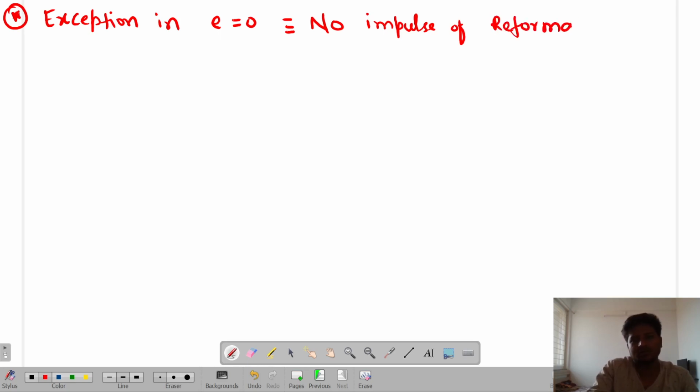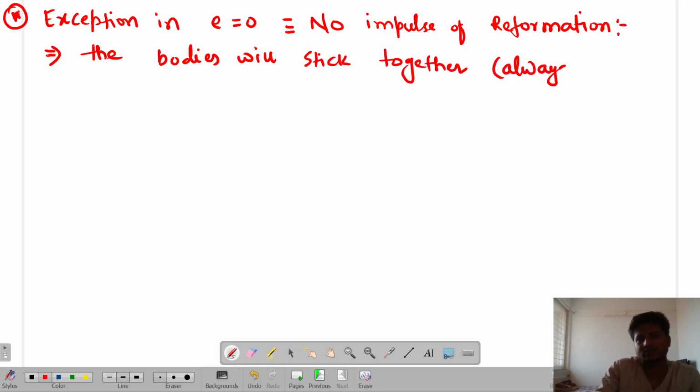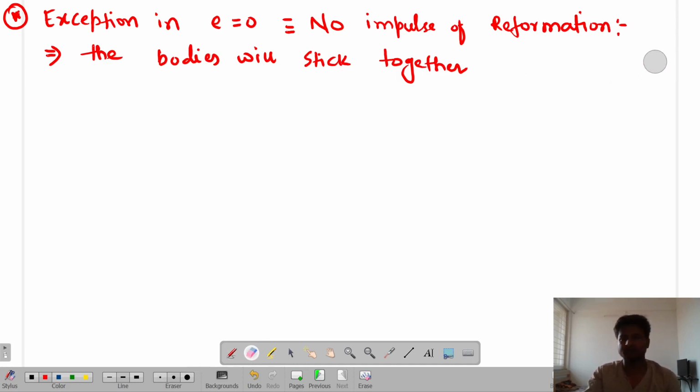Now, what we talked about is that if E is equal to 0, no impulse of reformation is there. That means that the bodies will stick together. Are you able to get me or not? This was our conclusion. But this is always not true. This condition is always not true. This is a misconception, just in simple terms, that they will stick together.